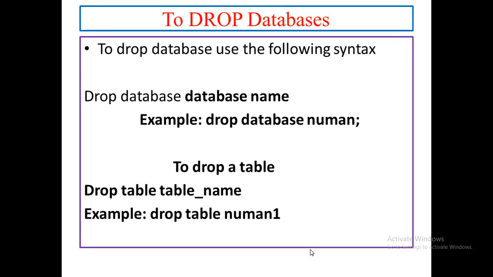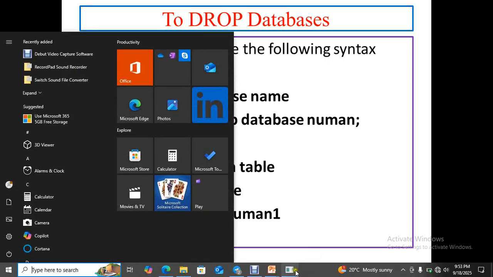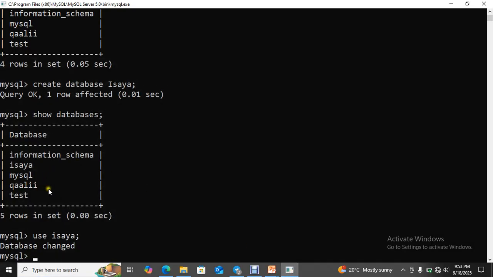The next one is, if you don't need this database, what are you going to do? The syntax that you can use is drop database, then the name of the database that you want to drop. For example, if you don't want to see this kali or test or something else, you may write drop database, then the name of the database, for example test.